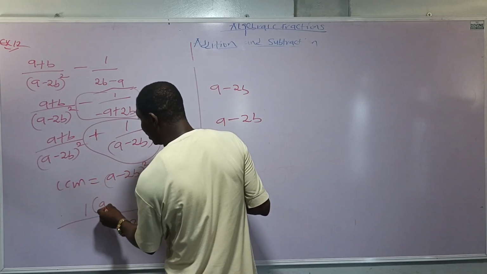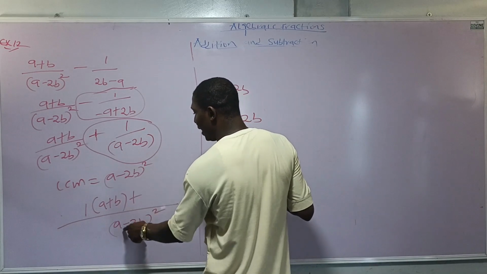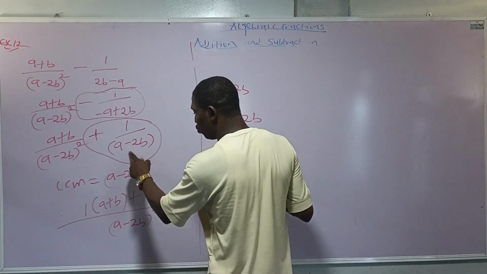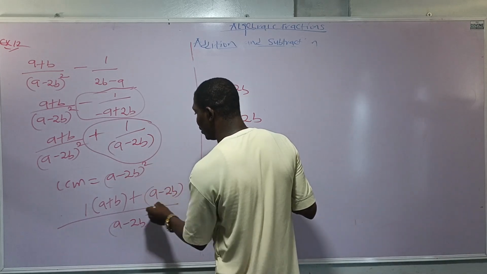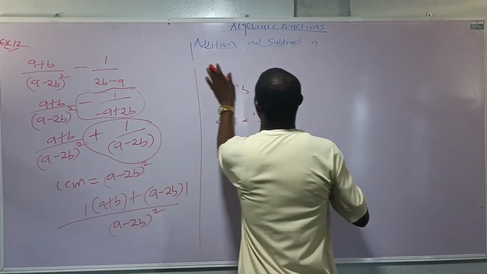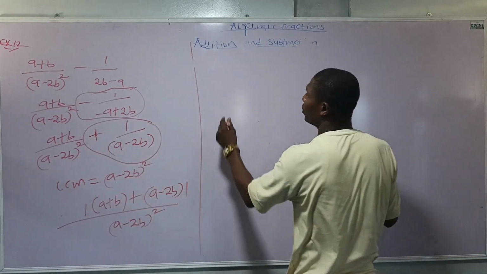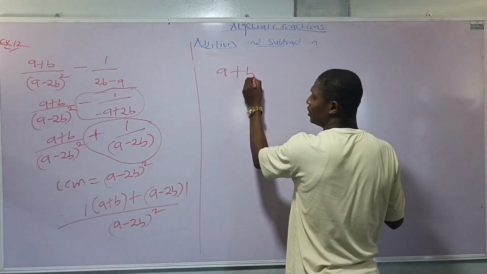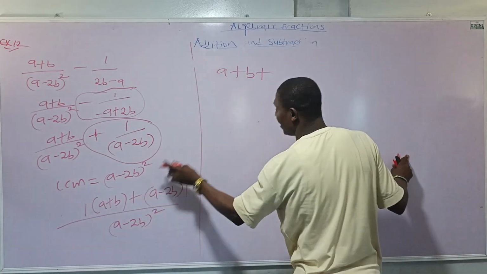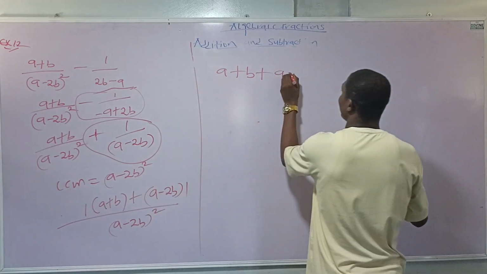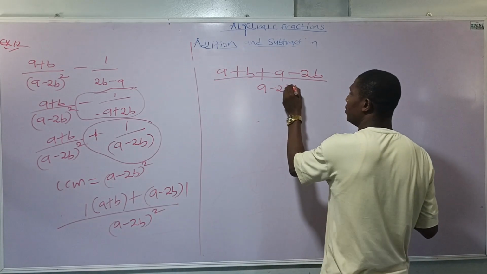Or I have bracket a plus b, or put my plus sign. And (a minus 2b) squared divided by (a minus 2b), I have (a minus 2b) left. So I have (a minus 2b) multiplying 1. So this simply will give me 1 times a is a, 1 times b is b, plus 1 times everything here will give the same. So I'll still have a, and plus minus is minus, I'll still have minus 2b, all over (a minus 2b) squared.